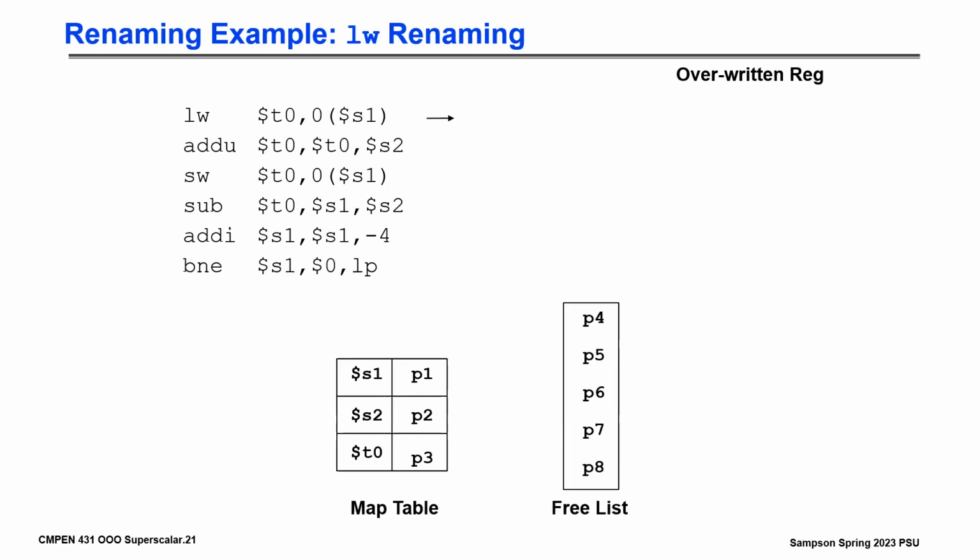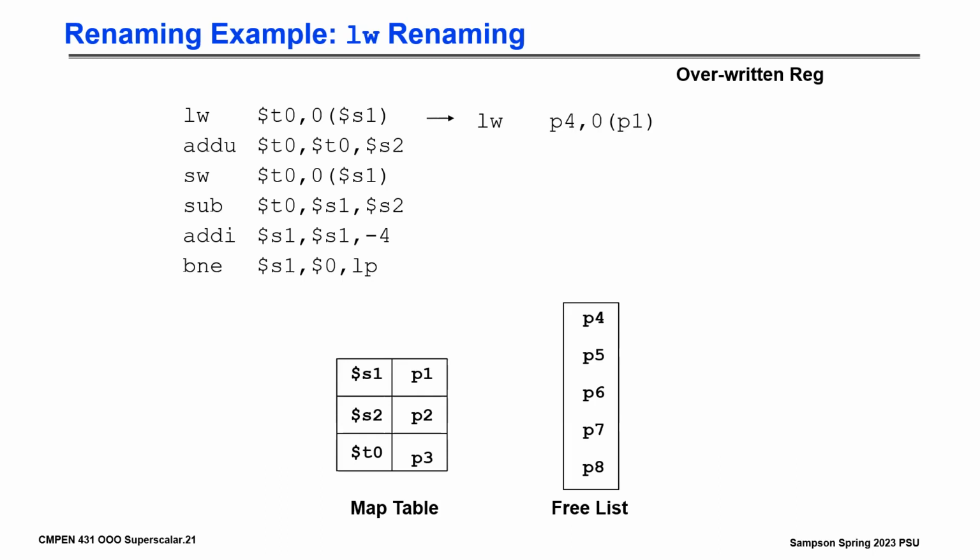So I'm going to say, okay, here is my current mapping table. It tells me S1 is in P1, S2 is in P2, T0 is in P3. And P4, P5, P6, P7, and P8 are available. Nothing is currently mapped to those. They're not in use. These are my initial state, two new structures.